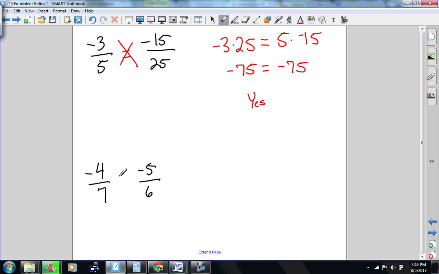Here on the bottom, same idea. -4 times 6. 7 times -5. So this is -24. It's equal to -35. So no, these are not equivalent ratios. Okay? So it's a really, really helpful method.